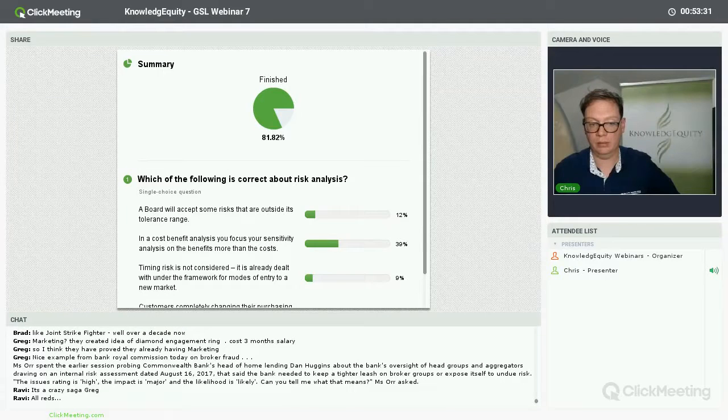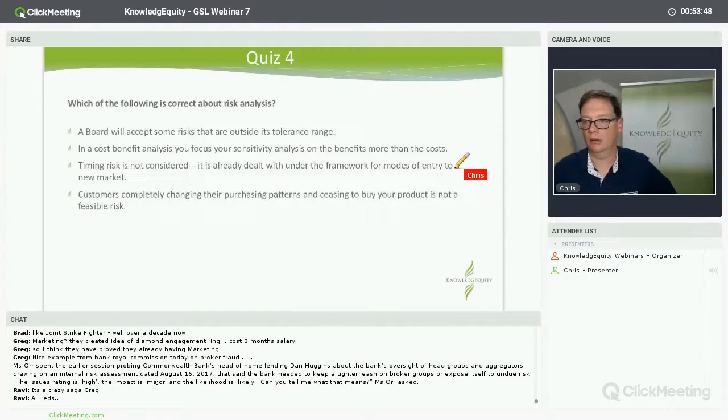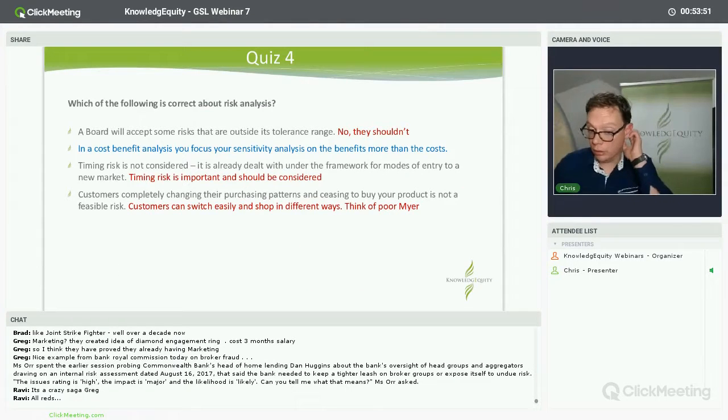So we've got a little bit of a split. Cost-benefit analysis, you focus your sensitivity analysis on the benefits more than the costs, is the most popular, followed by the bottom one. So good. Not clear cut, but still good. I have to remind myself why the bottom one.